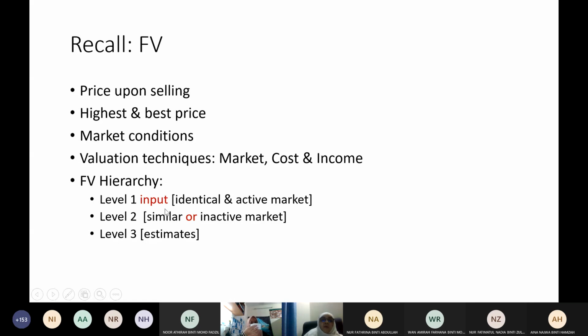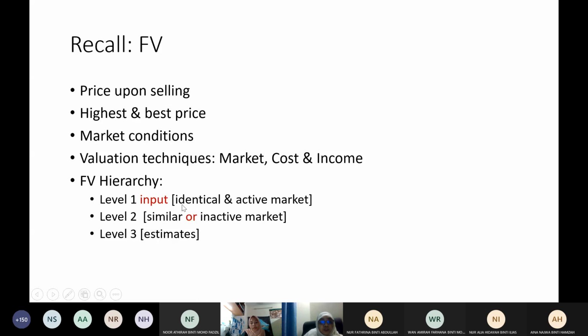Level one input is when you get these figures from an active market. These are considered the most objective or observable values, because you can get that figure for an identical asset in an active market. So you know that that is the fair market price for that specific asset. That is the highest quality, level one, number that you can insert into these valuation methods.